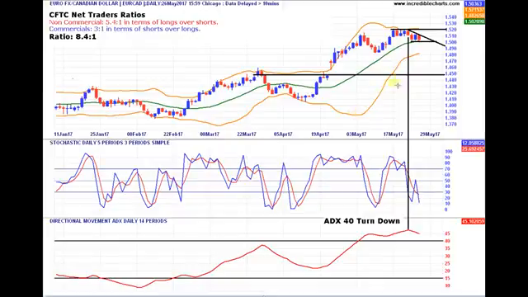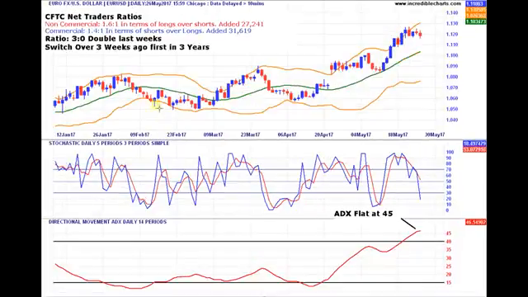Like I said, if you want to come in, sell her through the 20, or if she bounces back up towards this resistance here. I think the CFTC net traders are now pointing to a really decent decline in this one. So we're going to see how this one pans out.